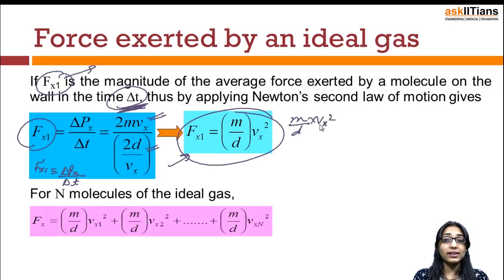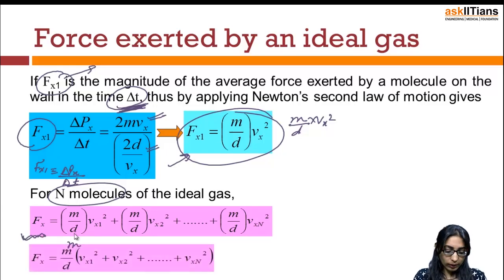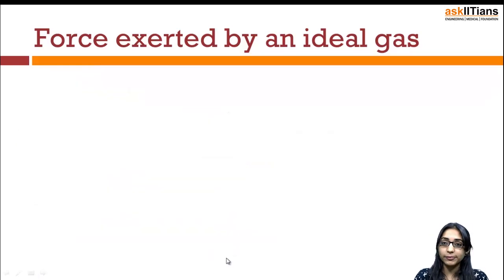Now we know that there is not a single molecule inside the container. There are N molecules of the ideal gas inside the container. So the total force will be written as Fx equals m divided by d into Vx1 square plus again m divided by d into Vx2 square, and so on up to the total number of N molecules. If I take m and d outside, Fx is nothing but m by d times Vx1 square plus Vx2 square plus Vx3 square up to Vxn square.